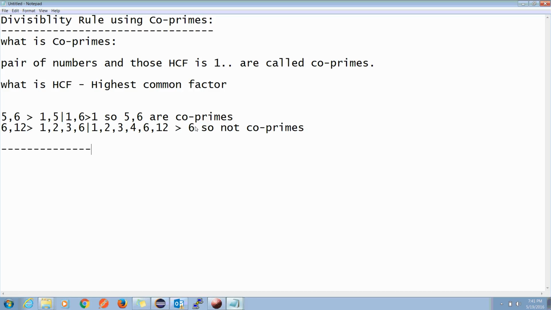So if two numbers need to be co-prime, their HCF should be 1. So this is the co-primes concept. Let's move on to the divisibility rule, starting from 2.